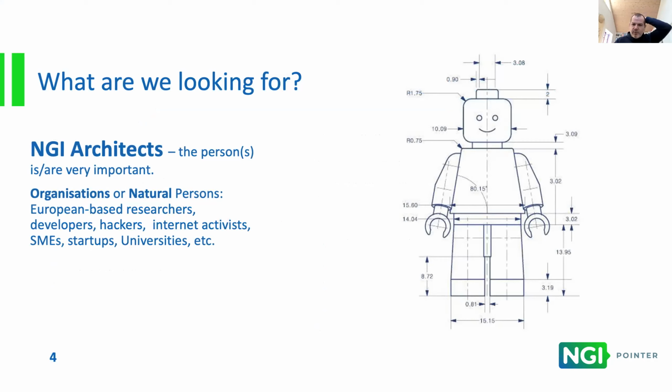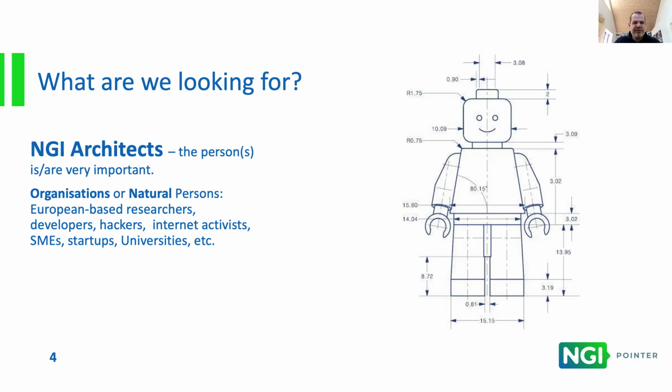Because I think that's probably one of the more important concepts in NGI Pointer is the person that is applying, or the persons that are applying. So this NGI architect, as we call them, is an immensely important person for us. We really would like to know who you are when you apply, what your background is, why you're applying, what your motivation is. So that is something that is immensely important to us. You can be applying as an organization, or you can apply as a natural person, but still there is a person behind it, behind the proposal, or persons.